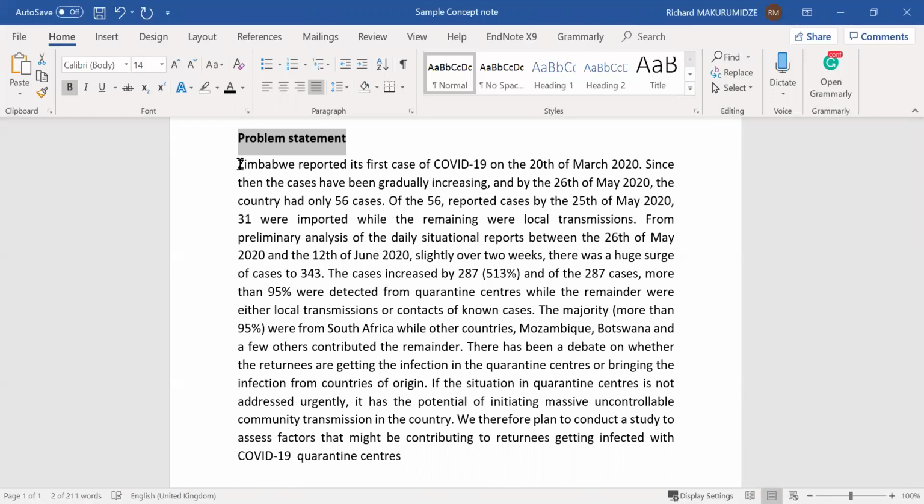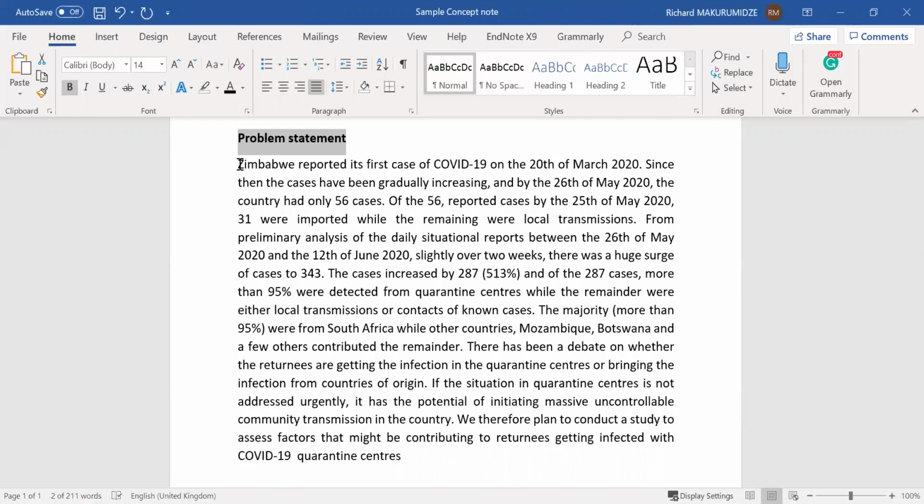So here's some background. Zimbabwe reported its first case of COVID-19 on the 20th of March 2020. Since then, the cases have been gradually increasing, and by the 26th of May 2020, the country had only 56 cases. Of the 56 cases reported by the 25th of May 2020, 31 were imported, while the remaining were local transmission. From a preliminary analysis of the daily situational reports between 26th of May and 12th of June 2020, slightly over 2 weeks, there was a huge surge of cases to 343.